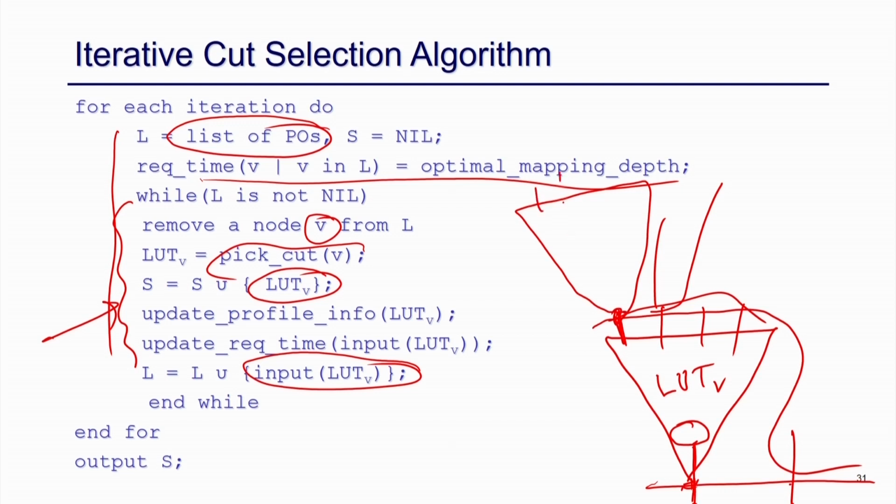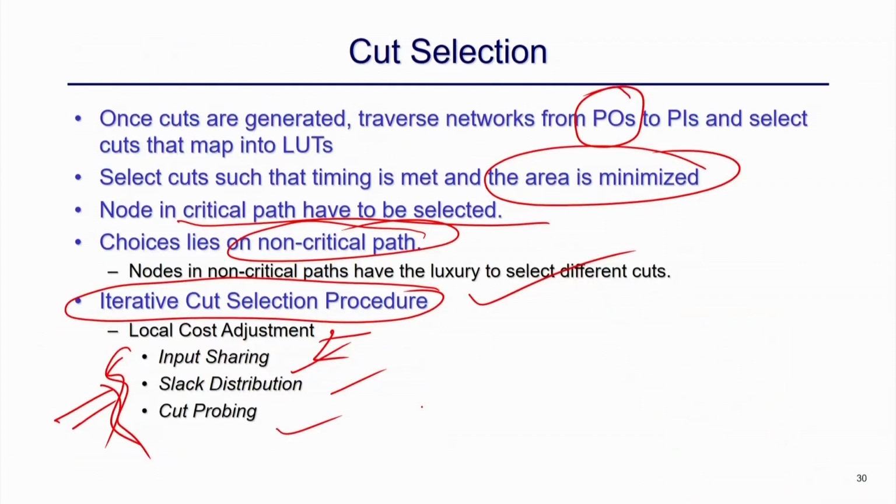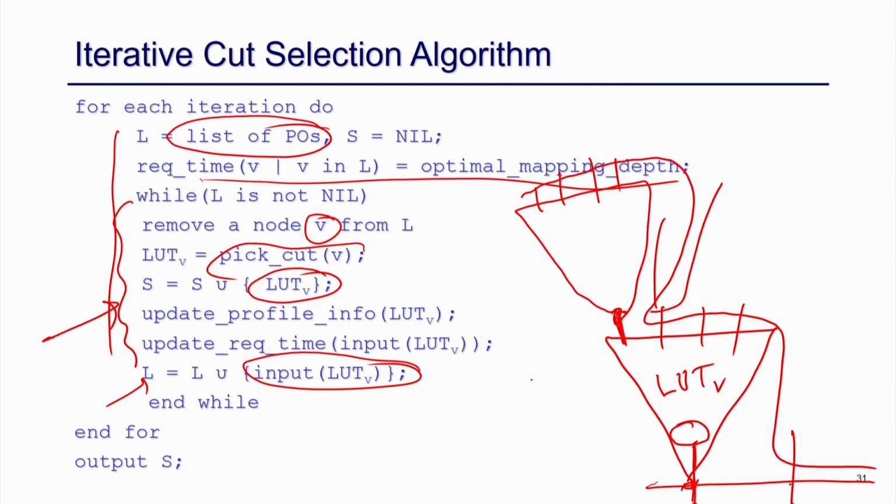Whenever I choose this one, my cut set will become this, followed by this and this, right. This is how the whole thing works. In every iteration I select one cut and update the PO list, that is the logic I defined. I also have to update the timing profile as well as update the required time, as I mentioned, using this local cost adjustment, because some of the other cuts will improve with this selection. I am going to discuss this. So, this is the one iteration, okay.